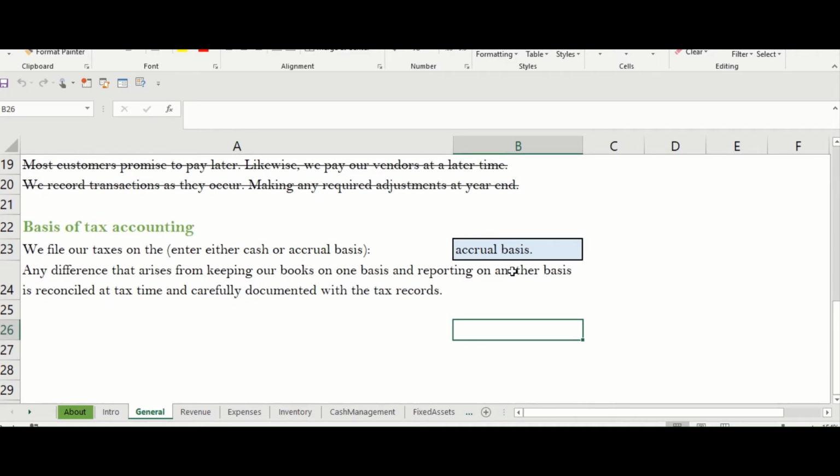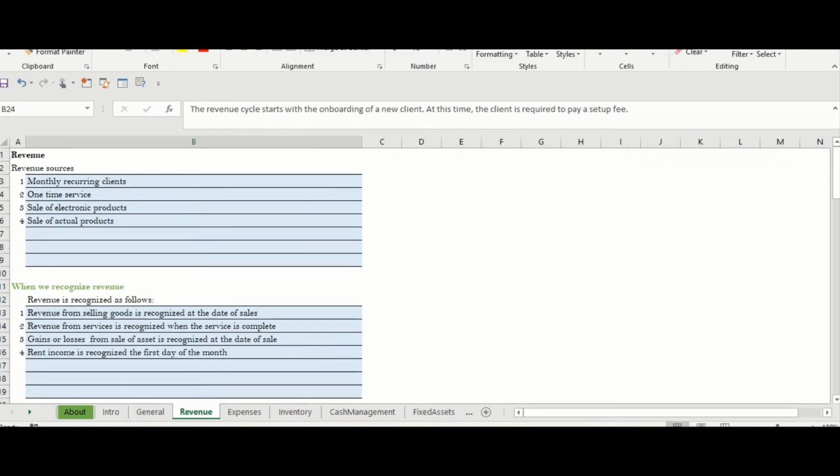And then also the basis of tax accounting. You can choose to be on the cash basis for your internal books, but when it comes to your tax, you could be on a different basis. You don't have to be on the same basis, but if you are on different bases, you have to make sure you reconcile your books to tax for the difference. So let's start with the revenue.